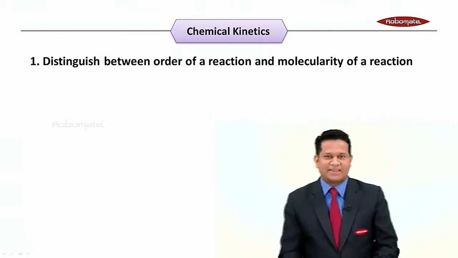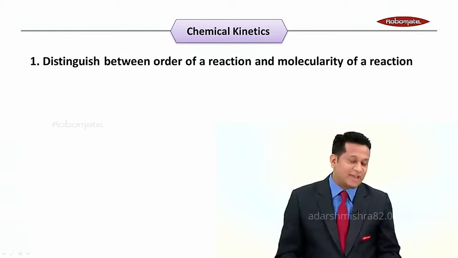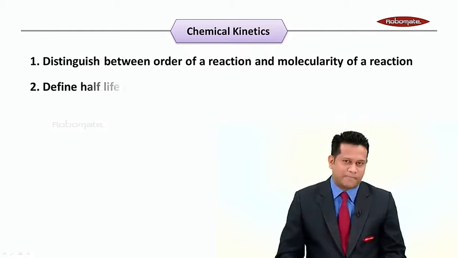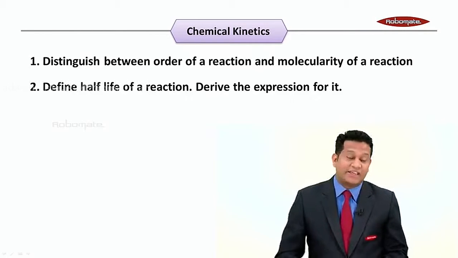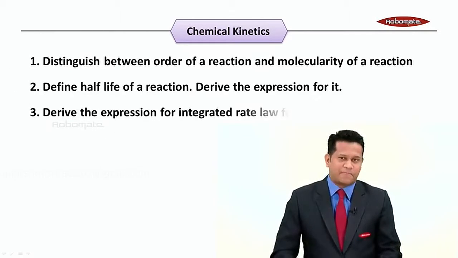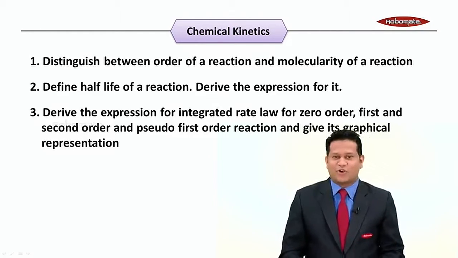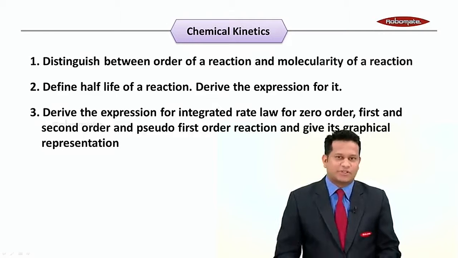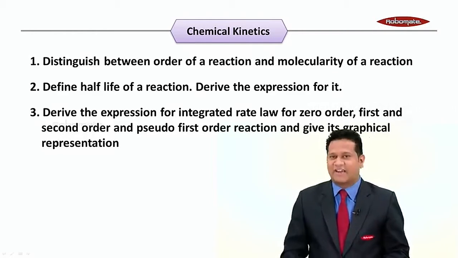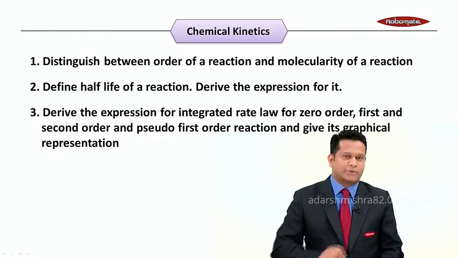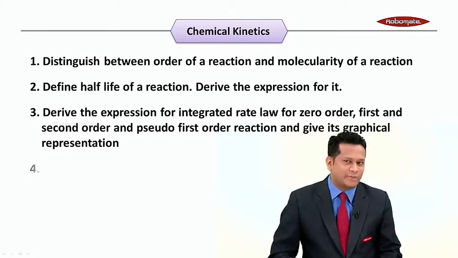Let's move ahead with chemical kinetics, which says that the first one, distinguish between order of reaction and molecularity of a reaction. Followed by define half-life of a reaction and derive the expression for the same. Third one, derive the expression for integrated rate laws for zero order, first order, second order and pseudo first order reaction and give its graphical representation, where also numericals based on these concepts of integrated rate law are very important.